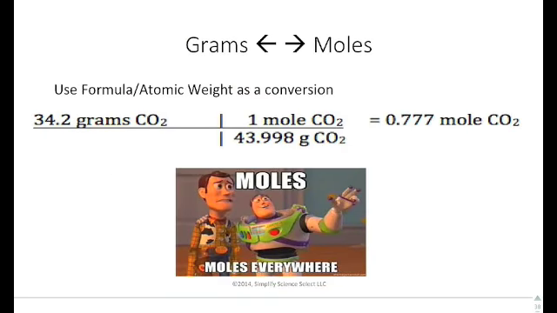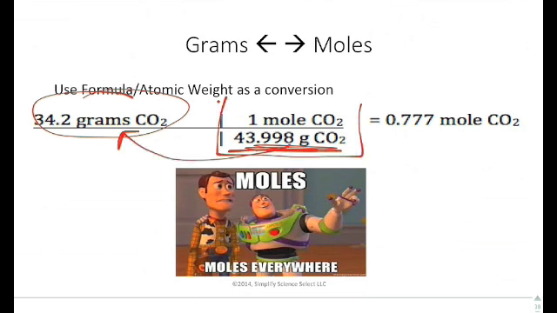Going from grams to moles requires that you use the formula or atomic weight as the conversion, and that's why we spent a little bit of time talking about it earlier. It gives you the conversion factor. So here I'm in grams of CO2. If I take the gram formula mass of carbon dioxide, that represents the conversion factor between grams and moles. So to go from grams to moles, you use atomic mass or gram formula weight, however you want to say it. There's a million different ways of saying it.